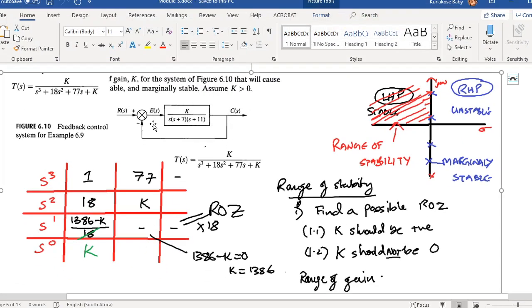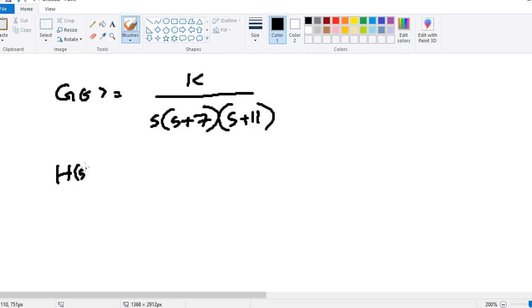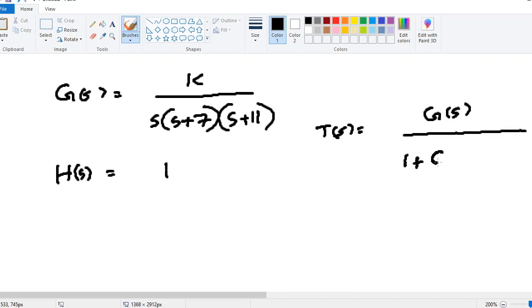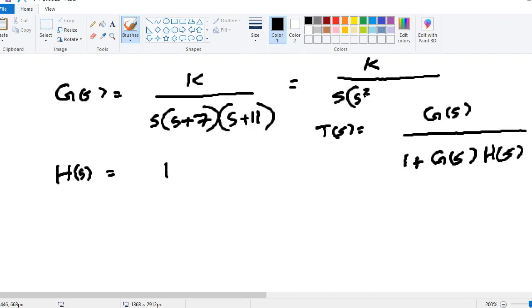Now, if you have a look at the diagram, you will see that it is a unity feedback system, which means that h of s is equal to 1. Now, the formula for calculating the closed loop transfer function is g of s divided by 1 plus g of s into h of s. So in this case, if we are going to multiply this together, this will be equal to k divided by s into s squared plus 18s plus 77.